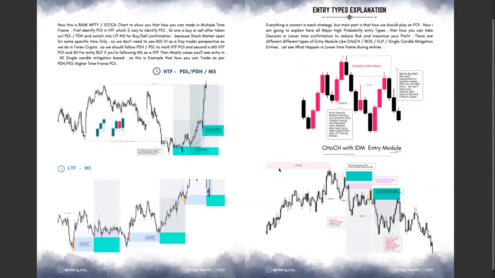Entry types explanation. Okay, interesting part is here. Okay, so this is an entry based on the previous day high low sweep. As I mentioned, when the market has taken out the previous day candle low, then this is how you can trade it: chop and buy or sell, right? Same thing is here.